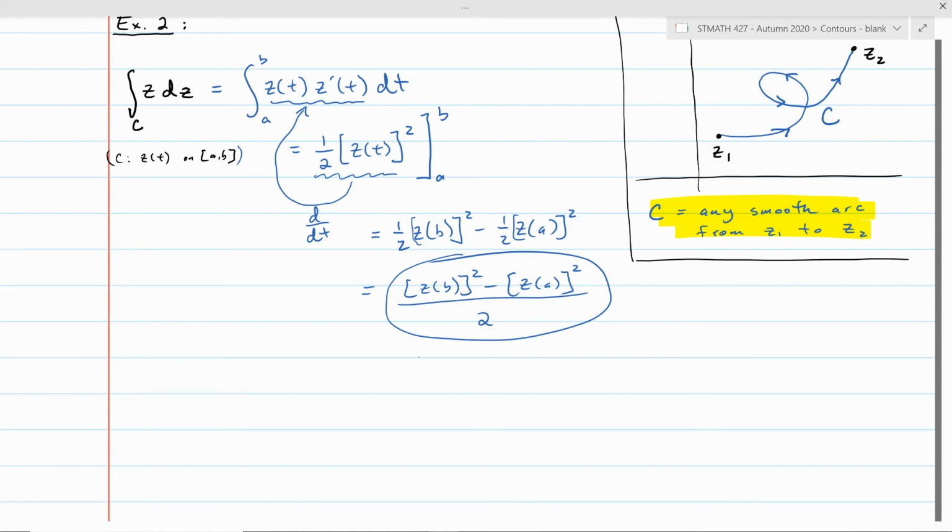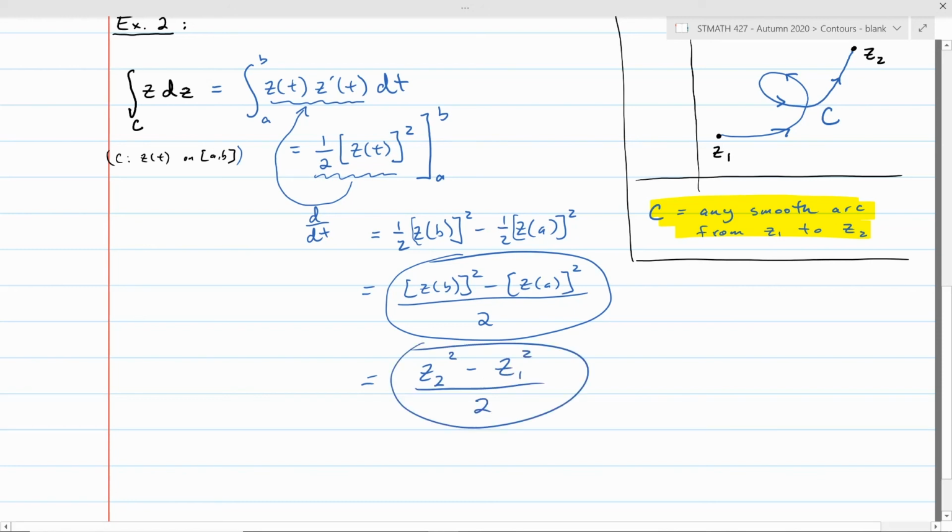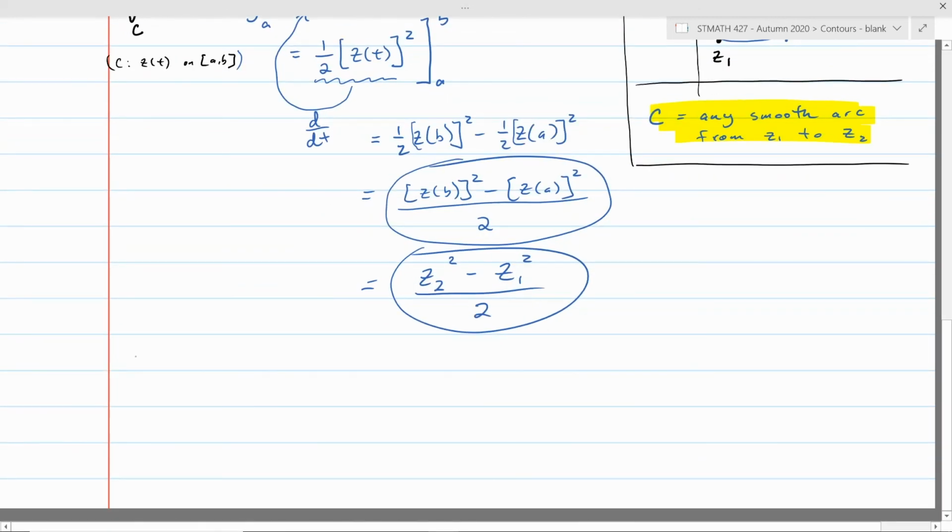So this is really z2 squared minus z1 squared over 2, where z1 and z2 are the initial point and terminal point of that curve. It didn't matter what curve was connecting those 2 points. The fact that we had an antiderivative meant that we didn't really have to consider the parameterization of that curve. So this is an example of what we call independence of path.